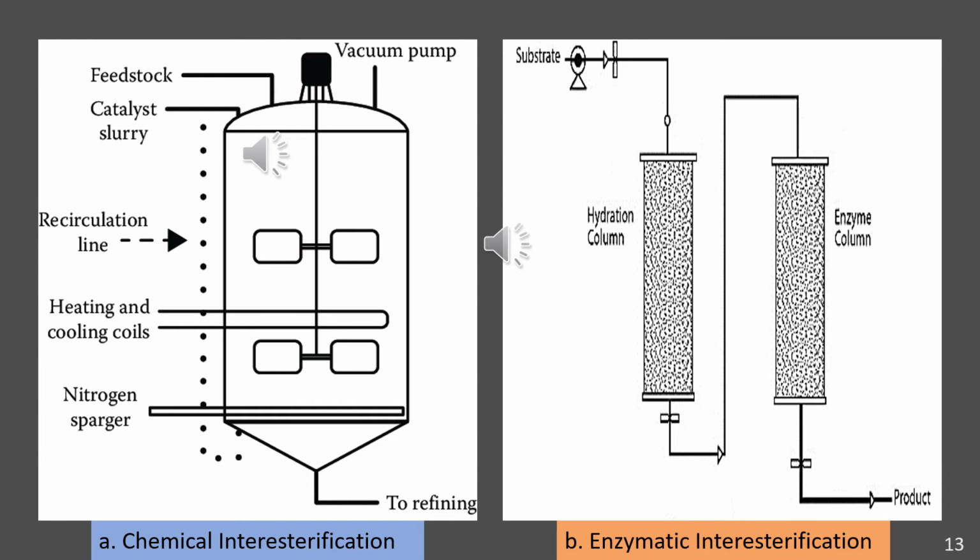Enzymatic interesterification. So how does the enzymatic interesterification process occur? As you know, the enzymatic interesterification process occurs in a continuous plug flow reactor. Here a continuous flow of the mixture takes place. As you can see in this picture, on the right side of the slide, the substrates are added in the hydration column, and hydration may be necessary for catalytic function and for the diffusion of substrate and the product.